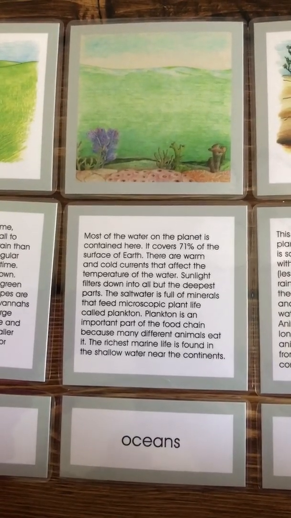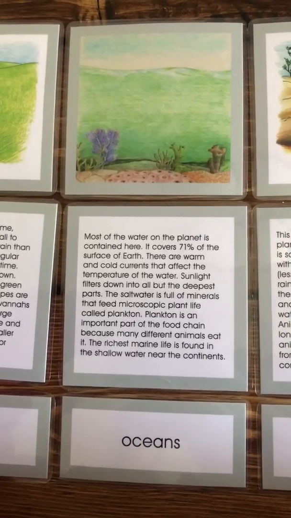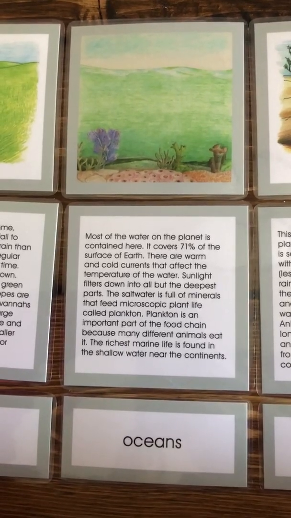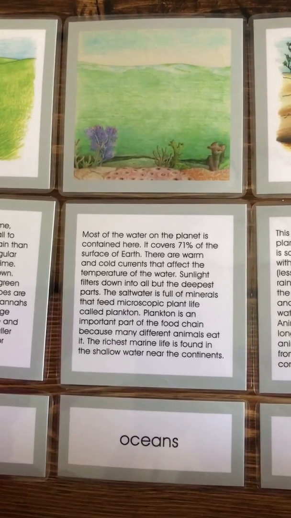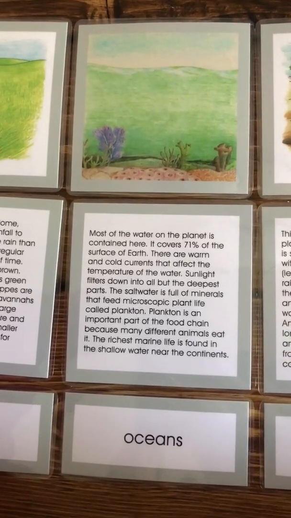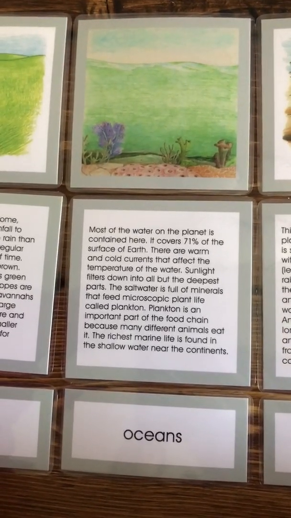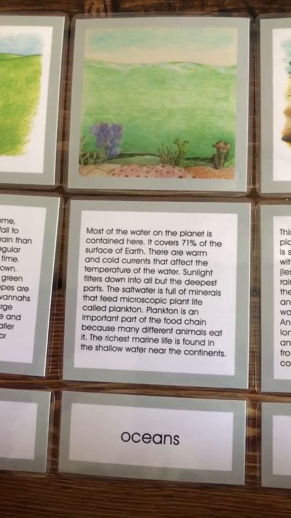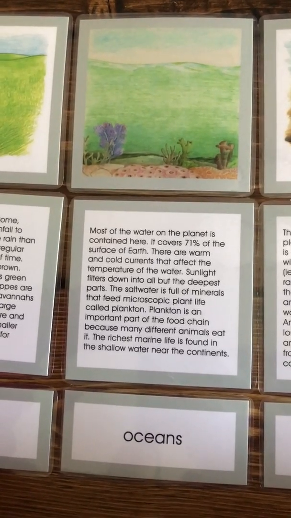The salt water is full of minerals that feeds microscopic plant life called plankton. Plankton is an important part of the food chain because many different animals eat it. The richest marine life is found in the shallow water near the continents.